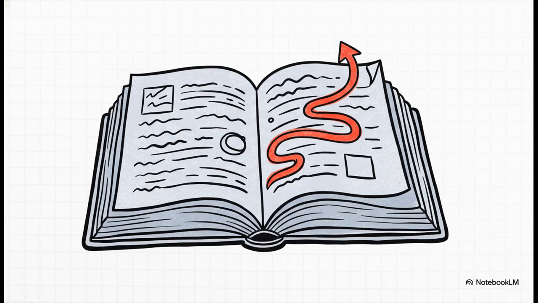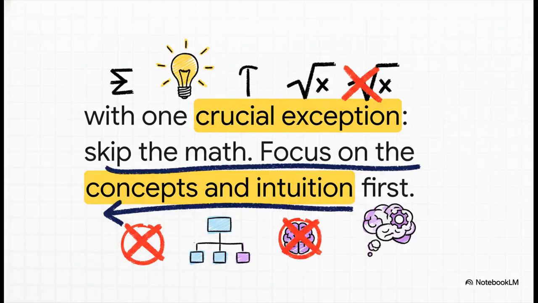But there's a catch. And this is the part that sounds crazy, but it is so important. On this pass, you actively ignore the complicated equations. Don't try to understand them. Your goal here is to understand the concepts. What's the intuition behind their approach? If you can get the what and the why down first, the math becomes so much easier later.